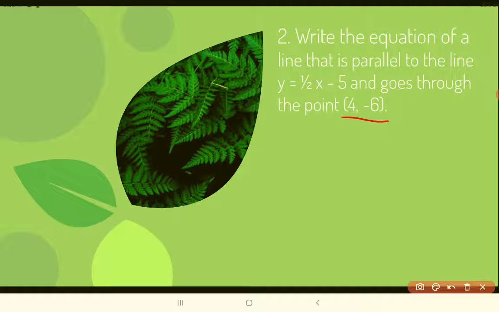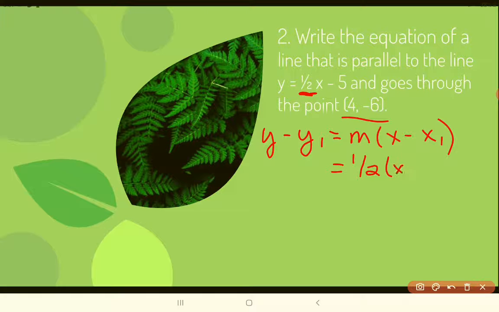Well, they gave me a point, which means I've got to use my point slope form equation. y minus y1 equals m times (x minus x1). What is my slope here? Well, if it's a parallel line, it's got to have the same slope as the line they gave me. So m is 1/2. Okay? Then I take the point 4, negative 6. That's my x1 and my y1. So I write down x minus, and then x1 is 4. I write down y minus, and then y1 is negative 6.